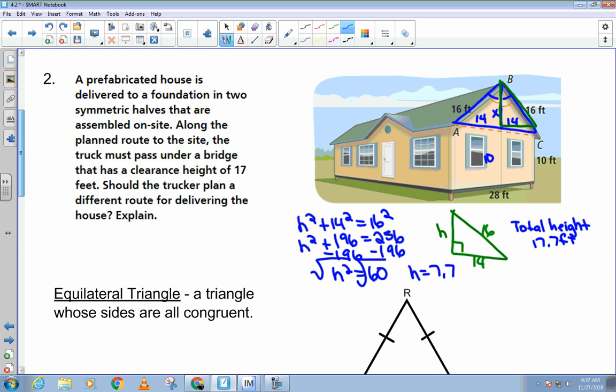Absolutely, because if the building itself is 17.7, it doesn't have to be up on a trailer, so it's going to be even higher, isn't it? Okay. What might happen if I didn't do that? Buy by roof or buy by bridge, right?